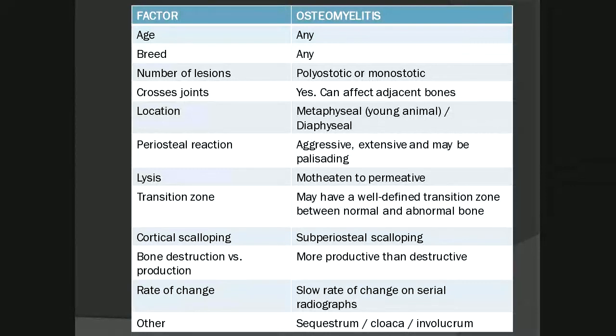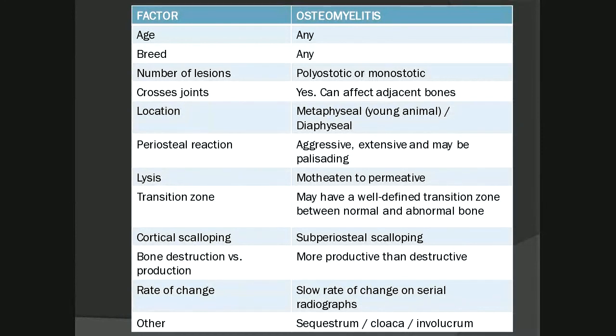The periosteal reaction will be aggressive, extensive, and palisading. Palisading is just another word for thick brush-like. And lysis will be moth-eaten to permeative, so also aggressive. The transition zone might be well defined as the body tries to wall it off. And the cortical scalloping, as I've discussed, is subperiosteal, so from outside of the cortex.